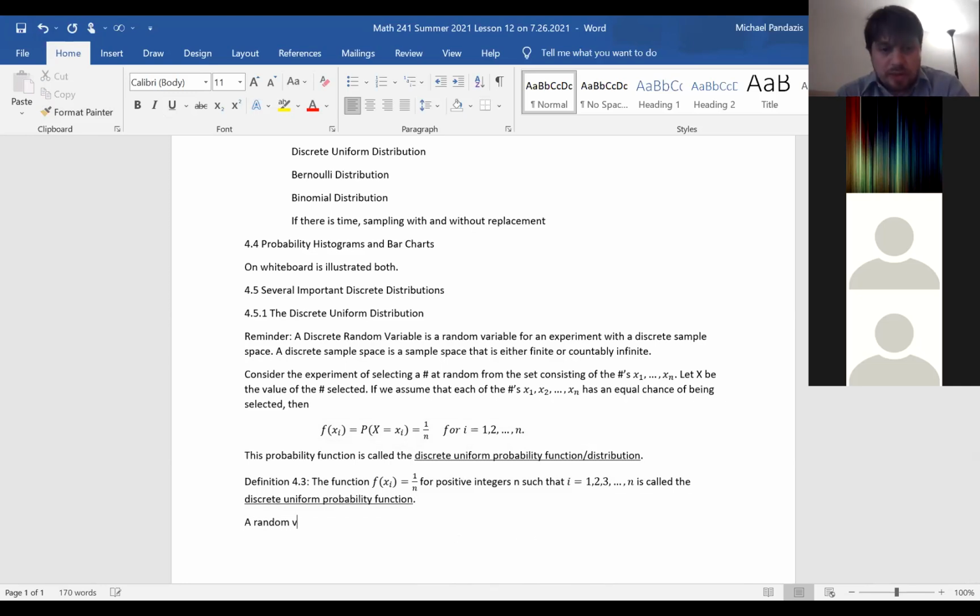And so a random variable, capital X, has a discrete uniform distribution and is a discrete uniform random variable if its probability function is the discrete uniform probability function.